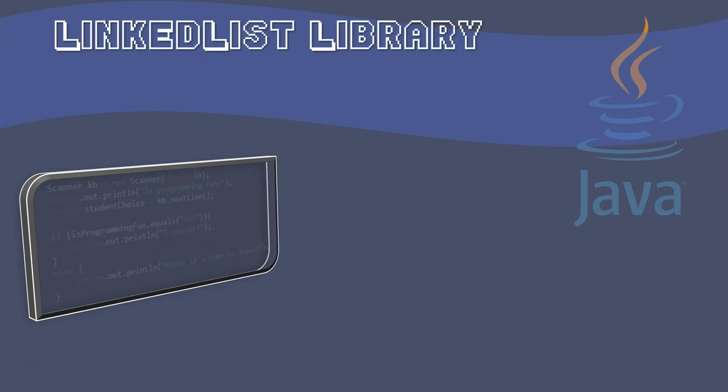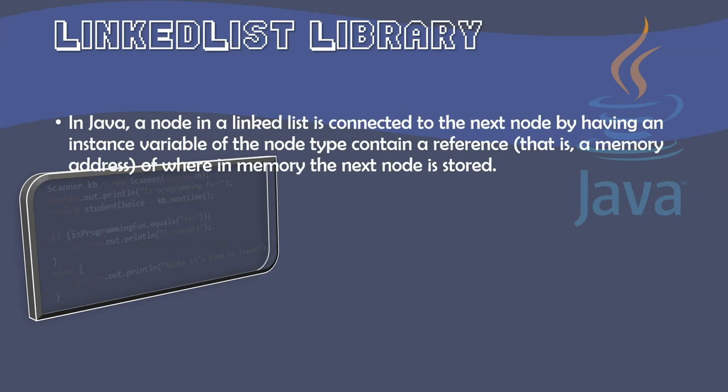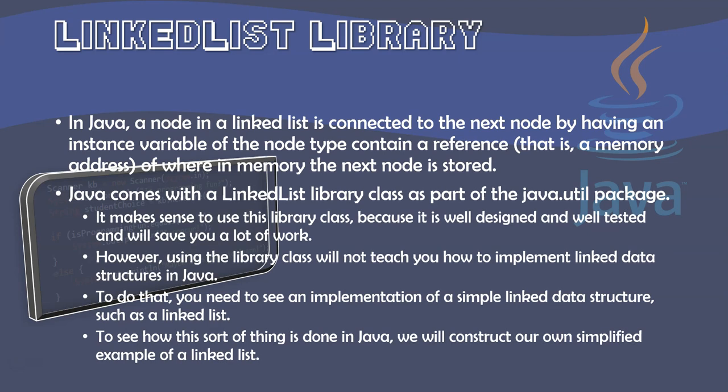Now, there is a linked list in the Java libraries. You can actually take a node and connect to the next nodes by having an instance variable of the node type contain a reference of where that next node is stored. And if you look in the java.util package, you'll see there's a LinkedList class. It works very well to use this class because it's well designed, well tested, and saves you a lot of work. However, if we simply dump this in here and start using it, we're not going to get a full understanding of how nodes actually work and how the link structure works. So we're going to look at our own simple linked data structure. We can use the library version later on because we'll have a better understanding of how to implement it within our code.